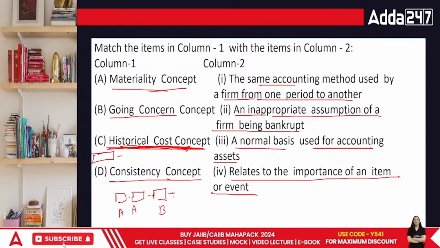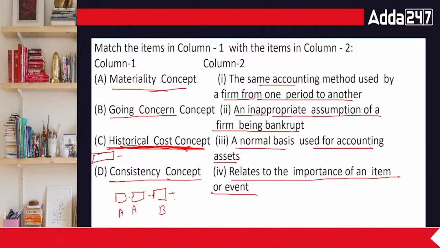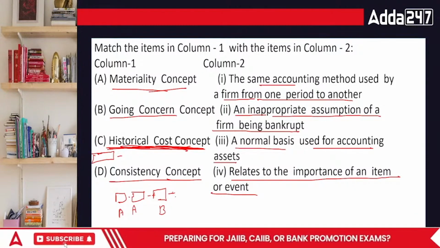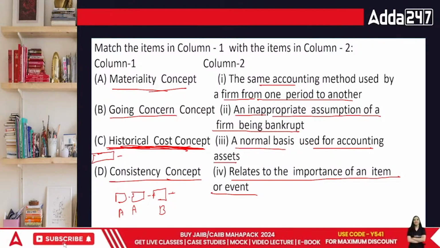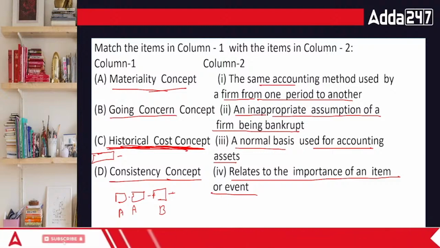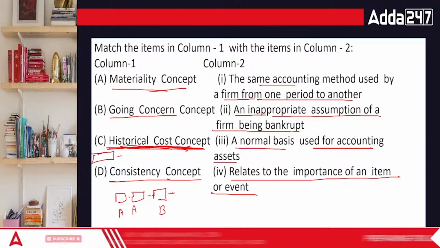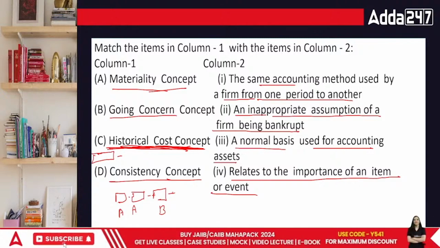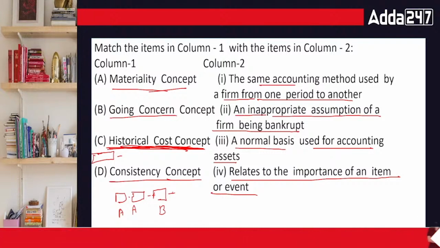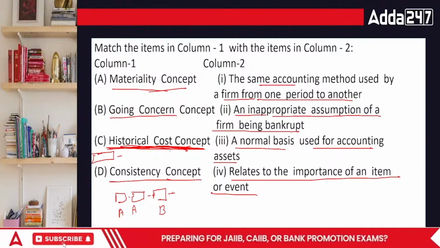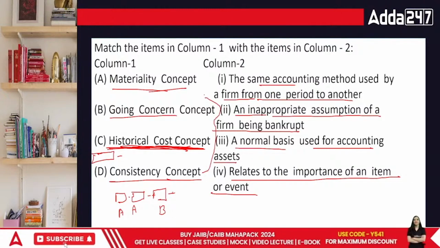The problem is if you change the specific method and you do not remain working in this second method as well. You have to keep on working in the second method with the same uniformity, right? Only and only then it would be considered consistency. So consistency concept is the same accounting method used for one period to another. This is D. This is actually match the following. I'll go for D for 1, right?